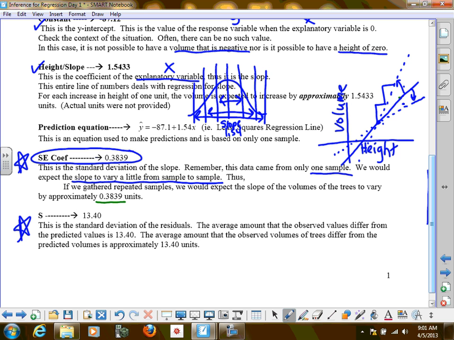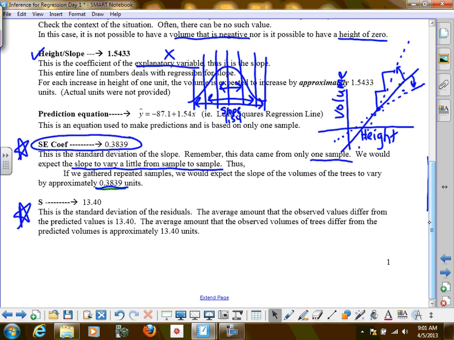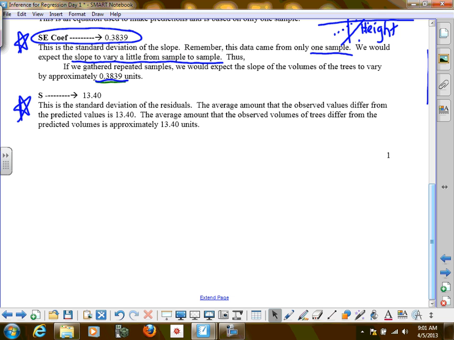Okay. So that's what we would expect. It says if we gathered repeated samples, we would expect the slope of the volumes of the trees to vary approximately by this much. All right. Okay. So that's standard deviation of the slope. Our final idea is this value. This value is called the standard deviation of the residuals.